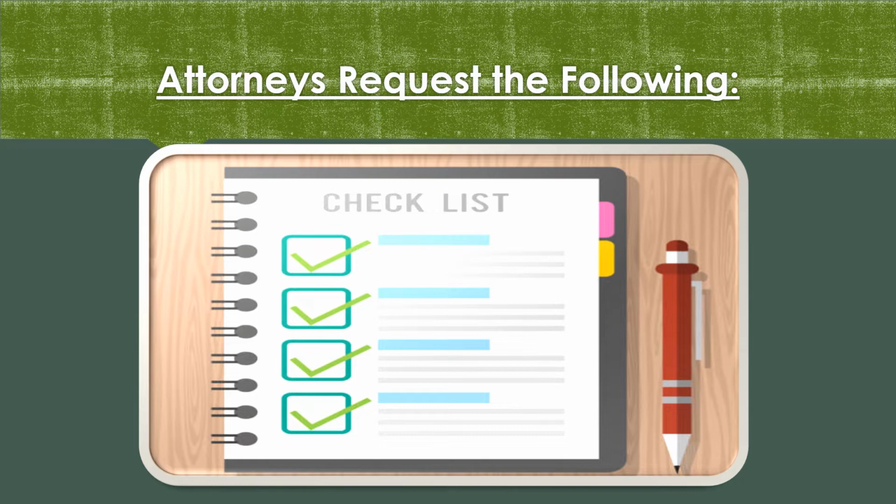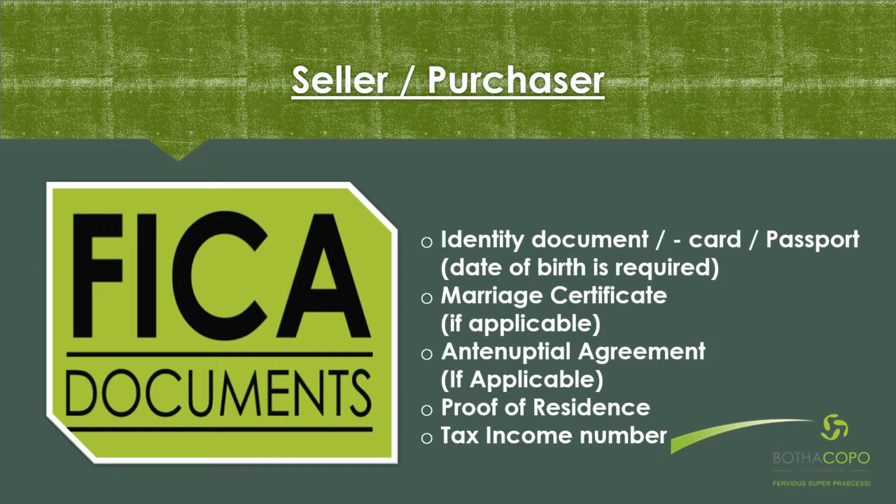Now the attorneys request the following. First of all, we request the relevant documentation: identity document, or a passport if they do not have a valid South African document. What is important to note is that we require the date of birth of the seller or the purchaser in the event that they only have a passport. Marriage certificate or any other certificate should they be married in terms of a foreign marriage. If they're married out of community of property, we need a copy of the antenuptial agreement, proof of residence, and tax income number.